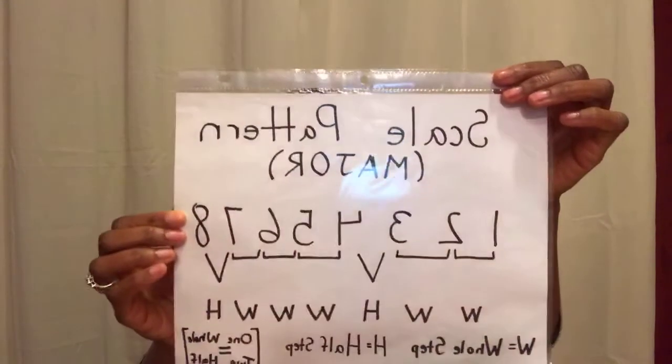Now, scales are made up of 2 different types of steps. We have whole steps, which are bigger, and half steps, which, you guessed it, are half the size of a whole step. So 2 half steps equal 1 whole step, all right? And our major scale pattern is made up of a collection of whole steps and half steps. And it looks like this.